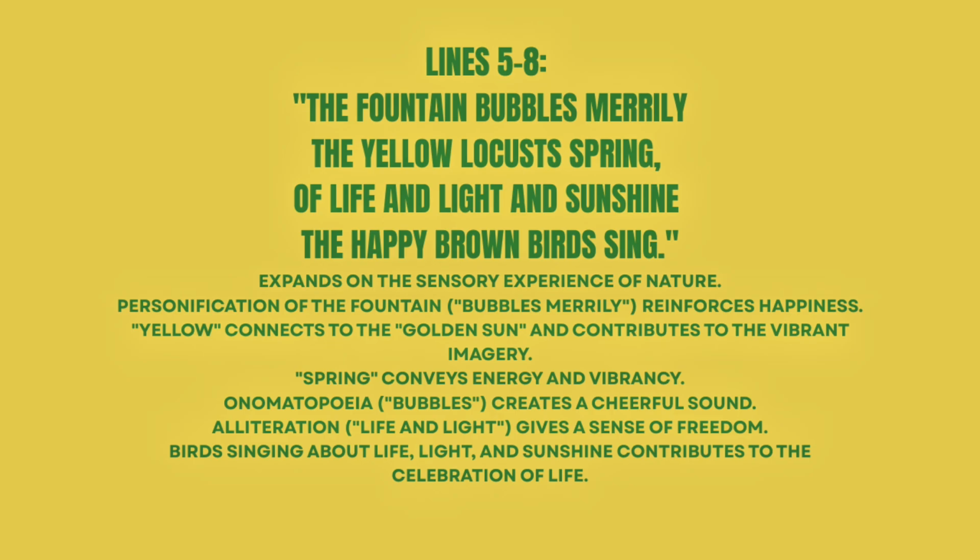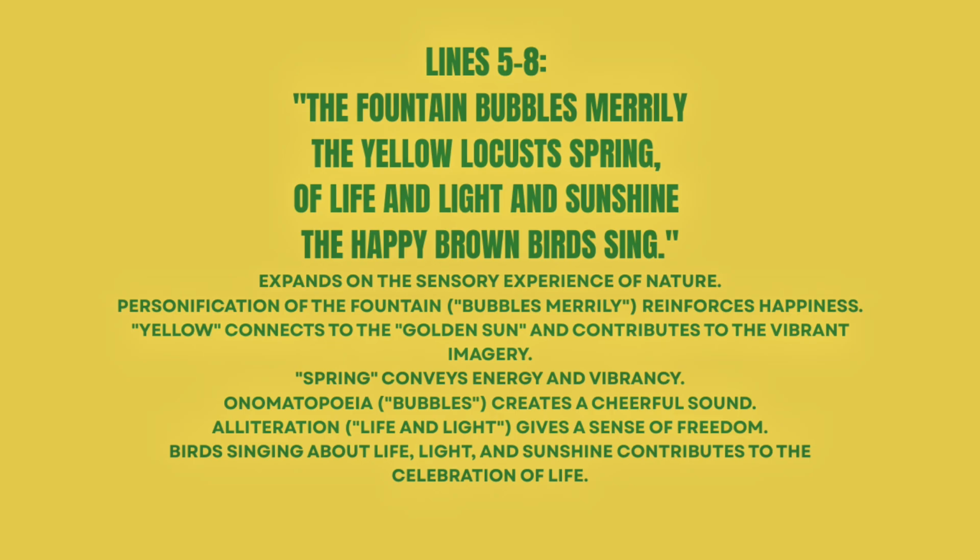The poet then mentions the yellow locust, right? So this is echoing the golden sun, and basically the image of the color yellow is sustained through the poem. So the word spring also adds to the energy that we have seen throughout the poem, right? It adds vibrancy to the elements of nature that we have seen, and this idea is continuously affirmed by the description of the brown birds. Then we also have an onomatopoeic word, bubbles, which is a happy sound.